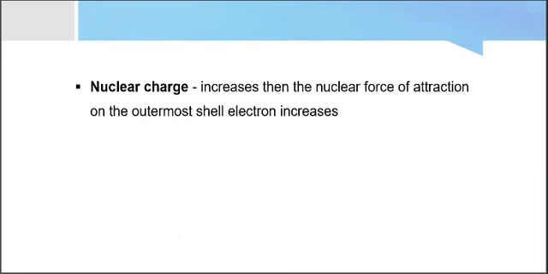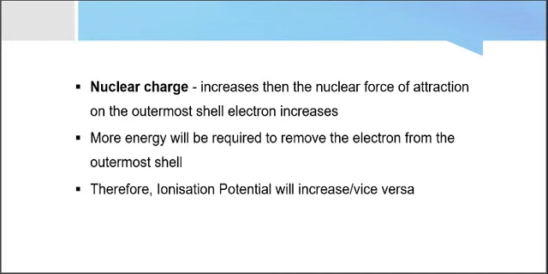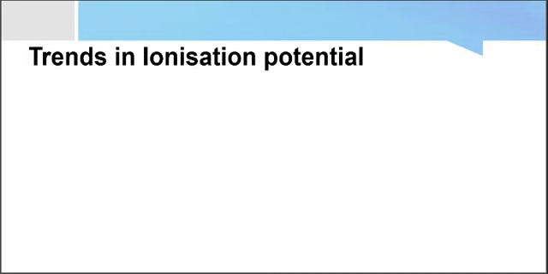Secondly, nuclear charge. If the nuclear charge increases, there will be an increased force of attraction in the outermost shell. So in order to overcome that, we need to give more energy to the electron to leave the shell. So ionization potential will increase.